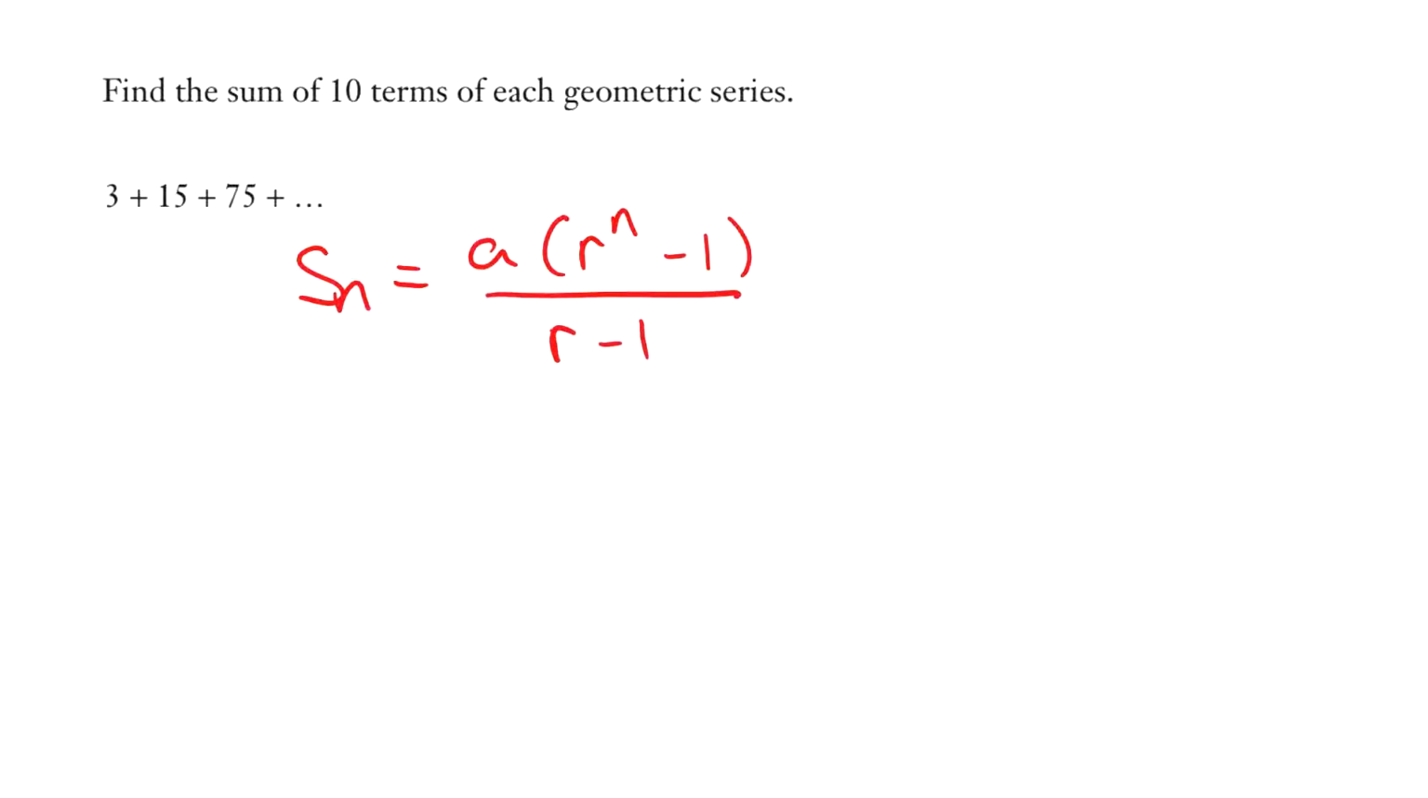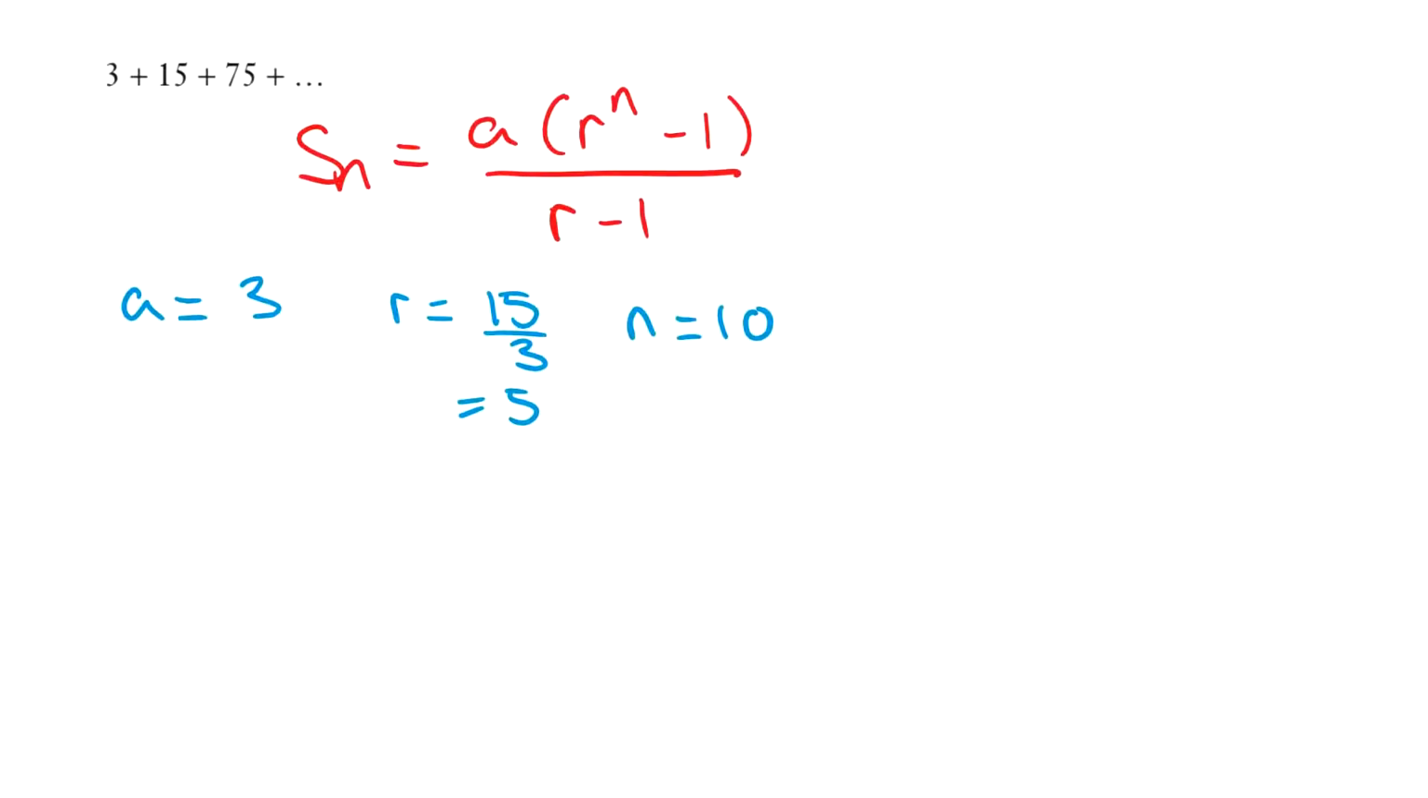Now we're going to write down the information we're given. As always, a is your starting term, in our case 3. We know r is going to be 15 divided by 3, so 5. And n is 10, because we're trying to find the sum of 10 terms. So let's substitute these in.